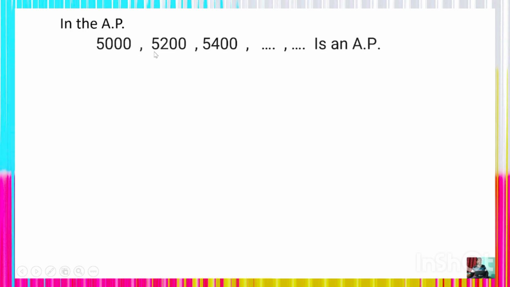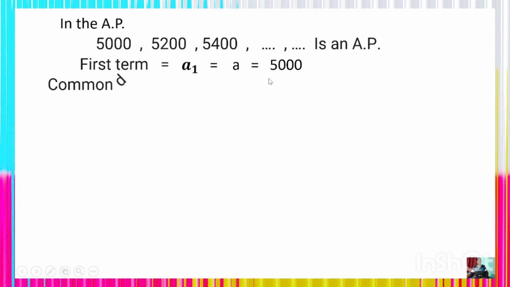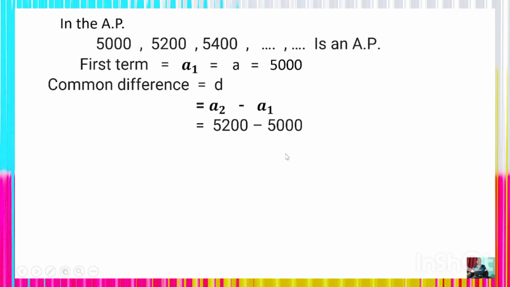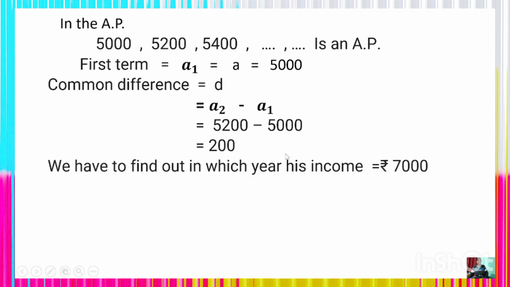In this AP, 5,000, 5,200, 5,400, the first term a1 is equal to 5,000. The common difference d is equal to what? a2 minus a1, which is 5,200 minus 5,000, which is 200 rupees, right? So you have to find out in which year the income is 7,000. Let the salary in the nth year be 7,000.